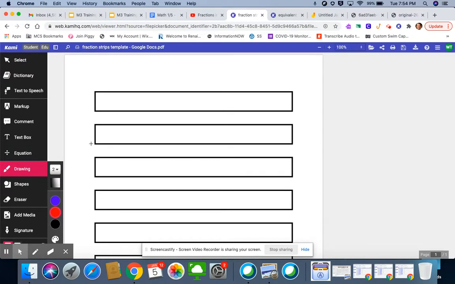We got to find my drawing tool. I'd like for you to write 1. Don't you like my writing? 1 whole. So if this was a picture of the candy bar, it would be the whole candy bar. So it would be before we broke it up into pieces. All right. So the first one's 1 whole.